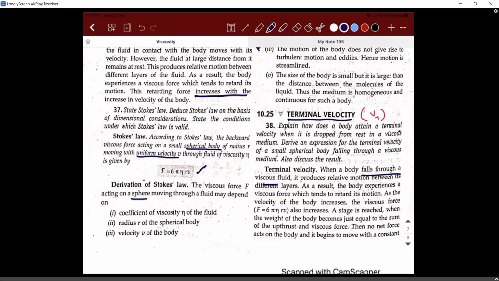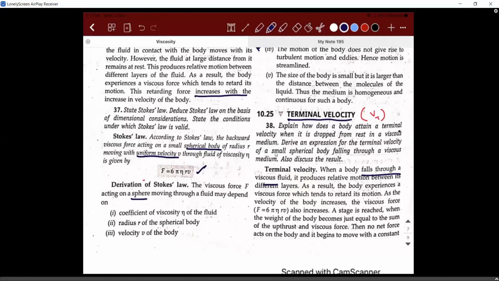Retard its motion. So had the viscous force not existed, what would have happened? The object would have continued to move under the influence of its own weight. It would have started moving, but there is something to oppose it. Who is there? That is the viscous drag. As a result, what will happen? It tends to retard the motion. As the velocity of the body increases, it is still trying to accelerate in the downward direction. Though the retarding force is there, it is still accelerating. Why? Because of its own weight only.